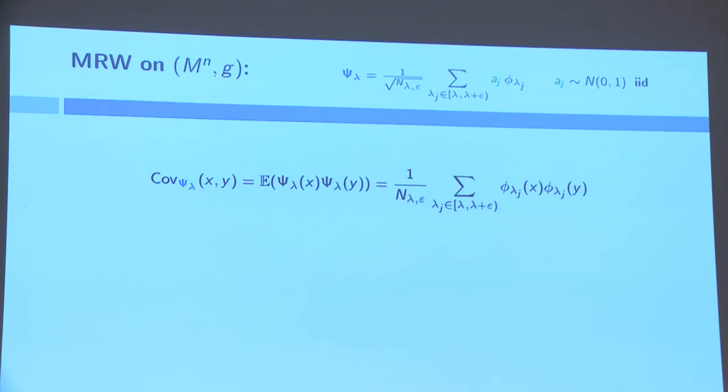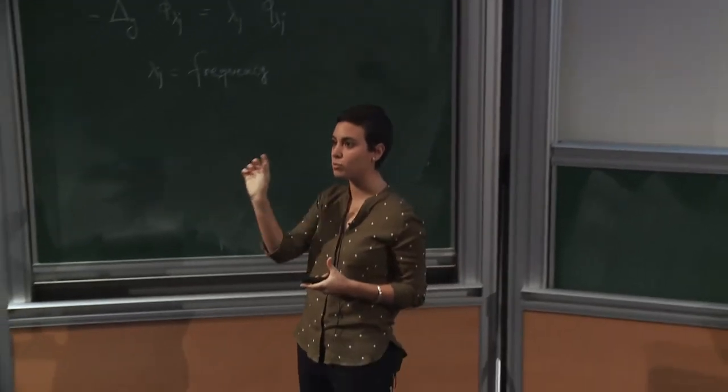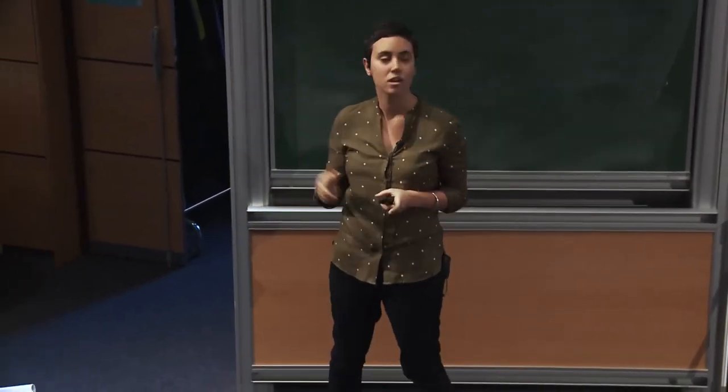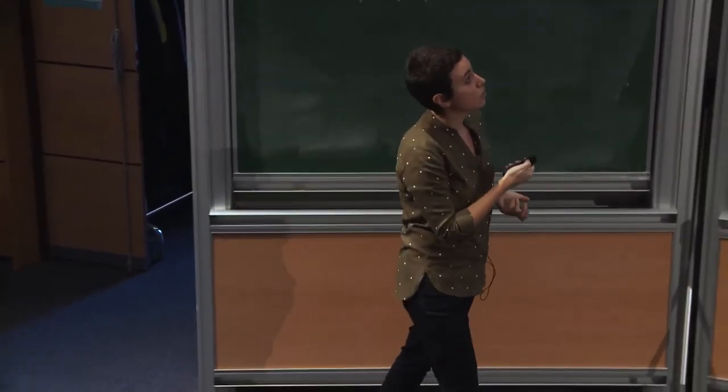But here, if you want to understand these waves, you cannot evaluate on the diagonal, and you cannot integrate x out. You actually have to deal with these sums of cross products. This is the kernel of the projection operator from L2 of the manifold onto the direct sum of eigenspaces whose frequencies are in these windows from lambda to lambda plus epsilon. So this is just the kernel of that operator.